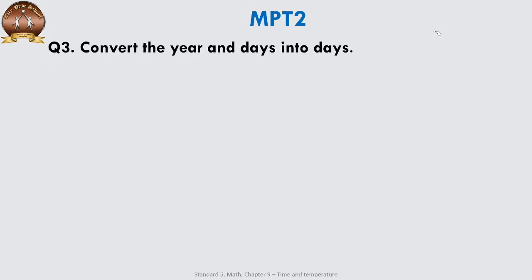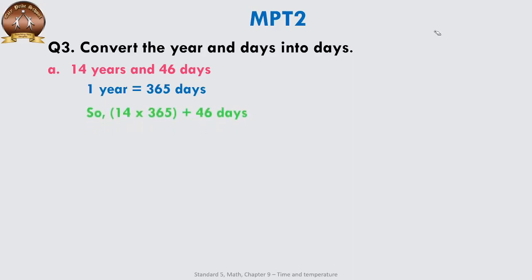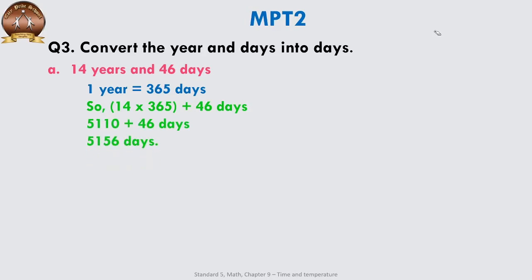Convert the year and days into days. 14 years and 46 days. 1 year is equal to 365 days. So 14 into 365, plus 46, which is already in days. 14 into 365, what do we get? We get 5110 as the answer, plus 46 days. So the answer is 5156 days.